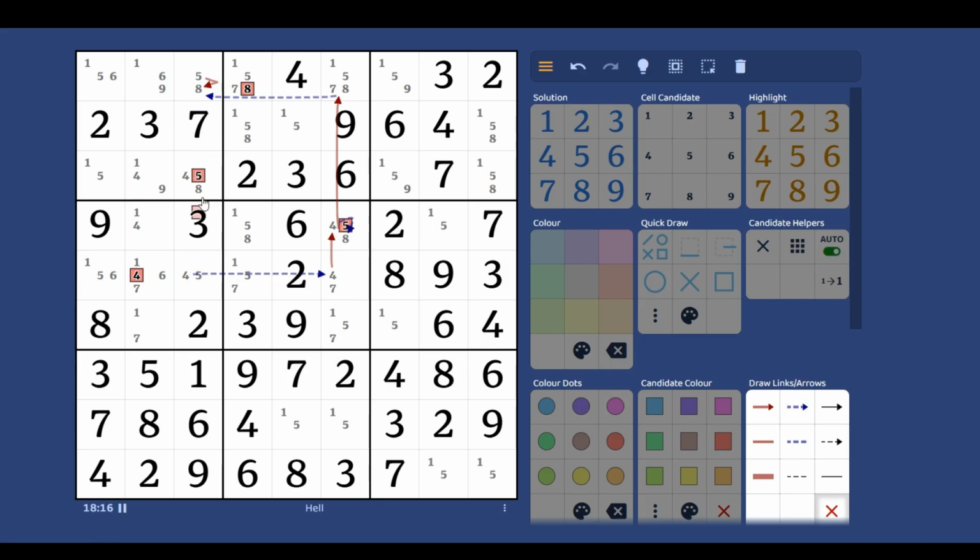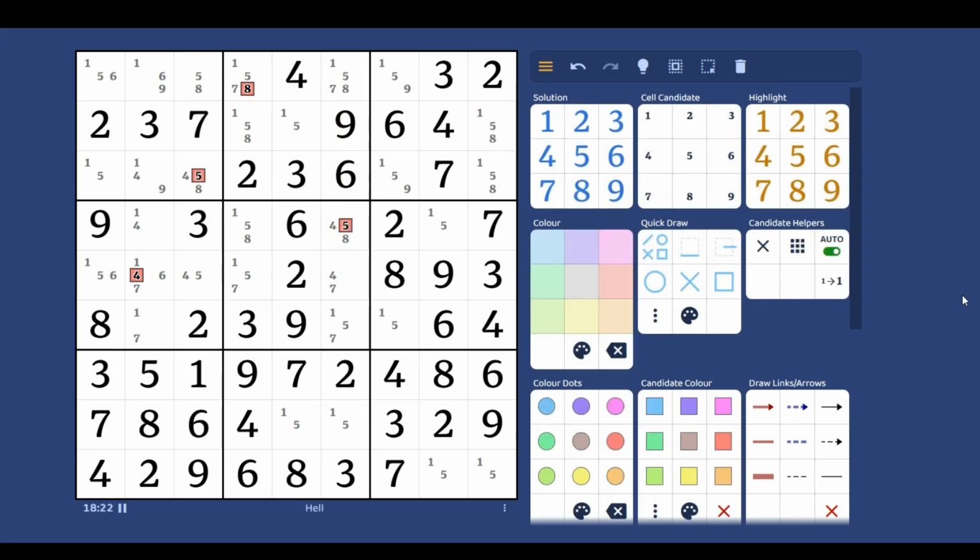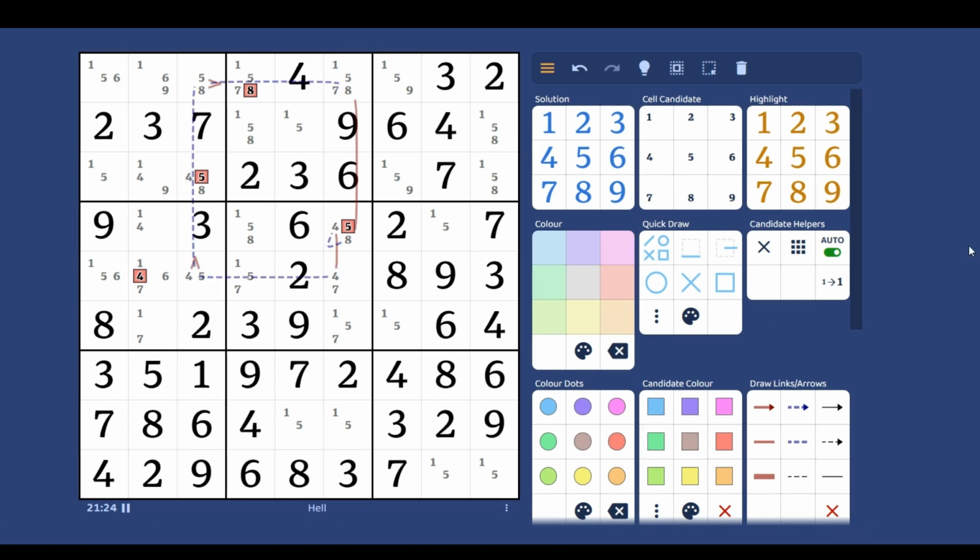And what we could do even is get rid of all these arrows, because once we have a loop, it doesn't really matter what direction we go in. So this is what it looks like when we form our loop, and you'll notice that it perfectly alternates between strong and weak links.